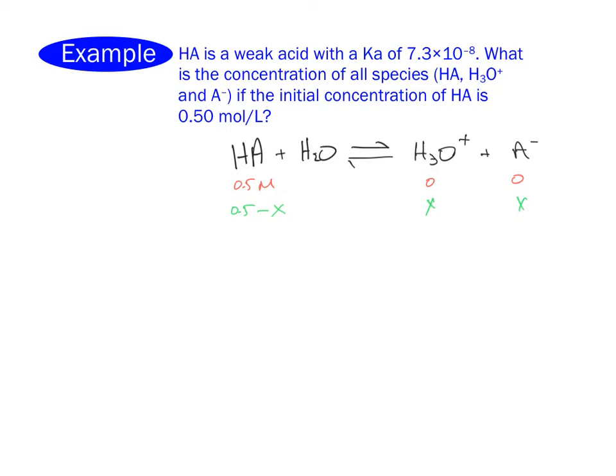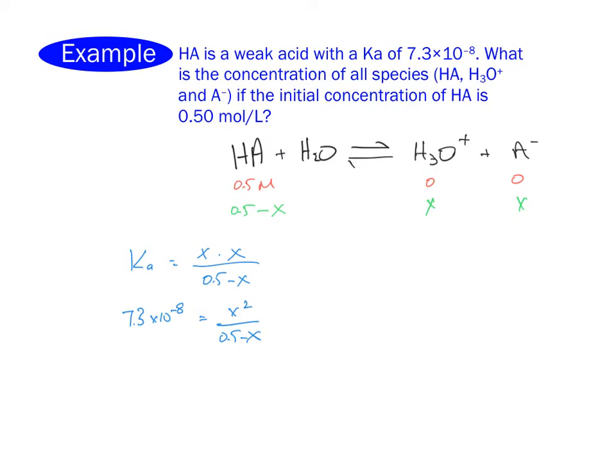And once we have that, we can set up our Ka expression. Our Ka expression should be Ka equals x times x all over 0.5 minus x. We know the value of Ka that's provided to us in the question. It's 7.3 times 10 to the negative 8. On the right side, we have x squared over 0.5 minus x.